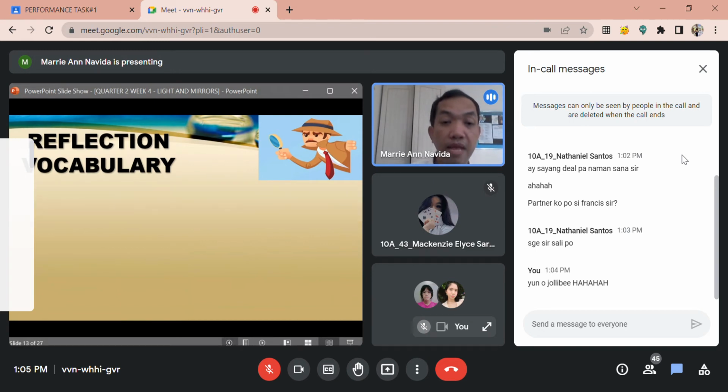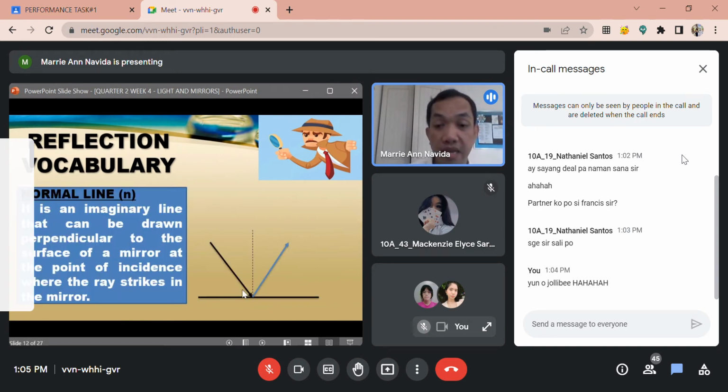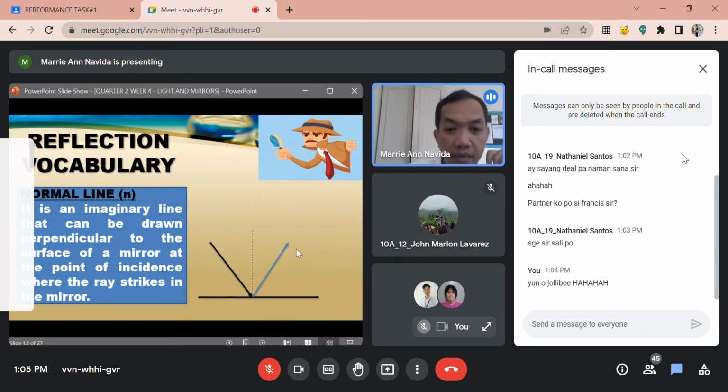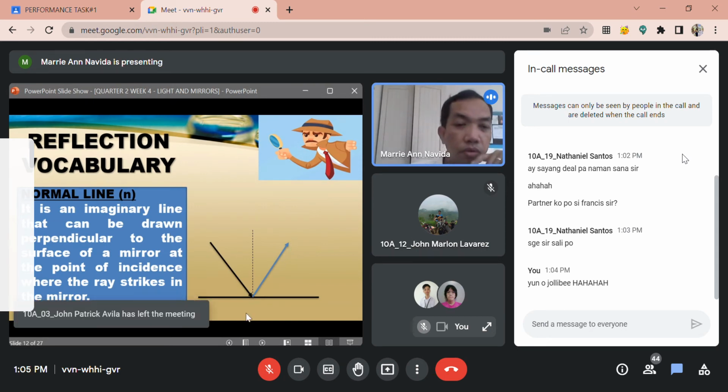So remember, the color black is the what? What do you call this color black ray? Grade 10. What do you call this color black arrow? That is? Yes, John Marlon. The incident. Okay, what about this one? The color blue.